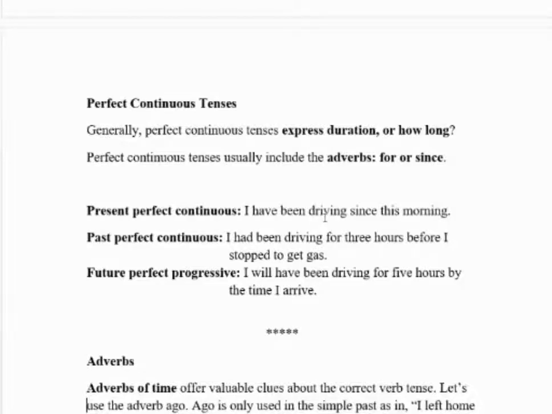The future perfect progressive, or continuous: I will have been driving for 5 hours by the time I arrive. Here also, we don't make changes because after will, the verb must be in the infinitive form. It cannot be changed.